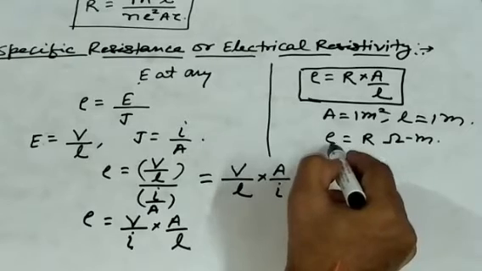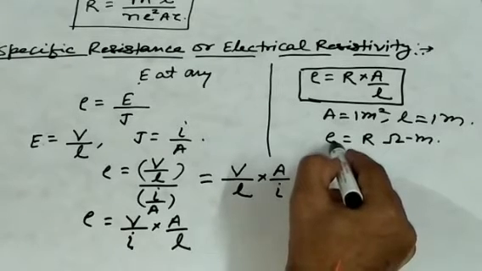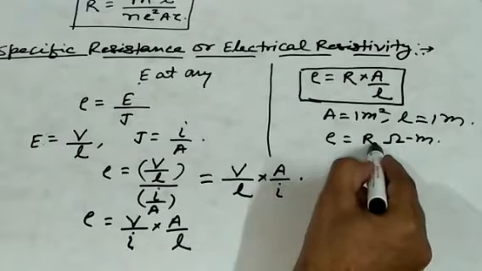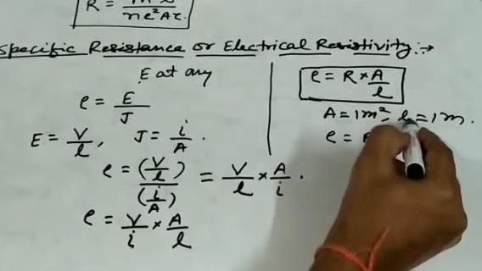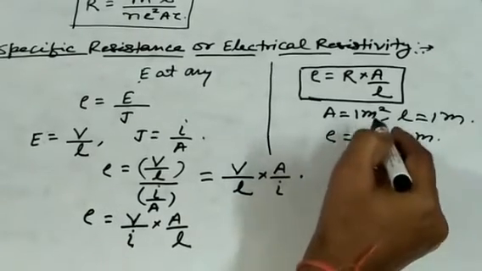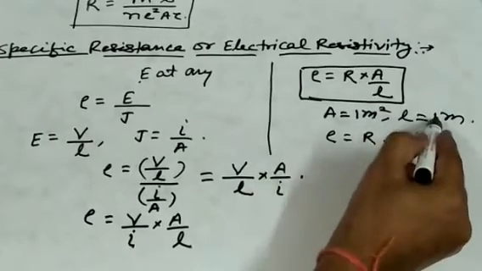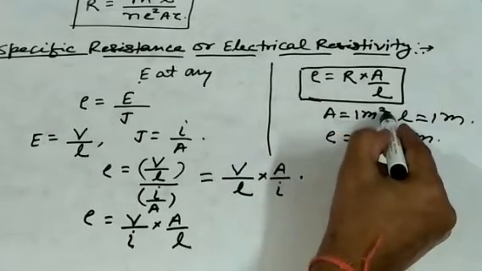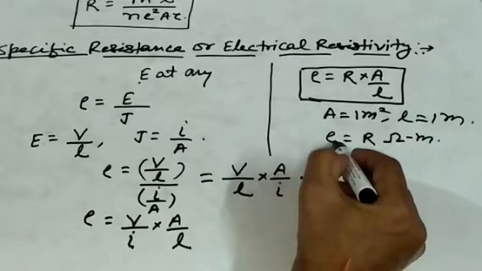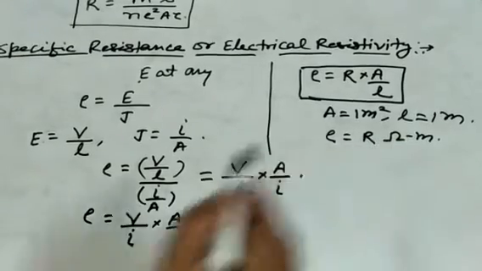So we can define here a specific resistance is numerically equal to the resistance of a conductor for unit length as well as unit area of cross section of that conductor. It means if we take a conductor of unit length and unit area of cross section, then the specific resistance of that conductor is equal to its resistance.